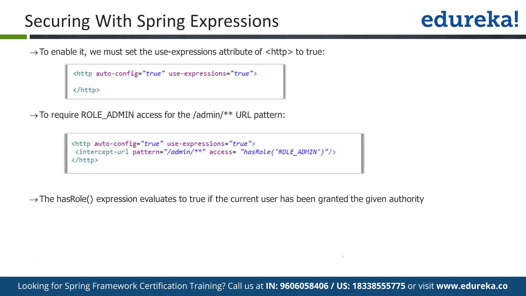So these keywords, these tokens like pattern and access, these are part of your Spring Security jars. We just need to know those configurations.